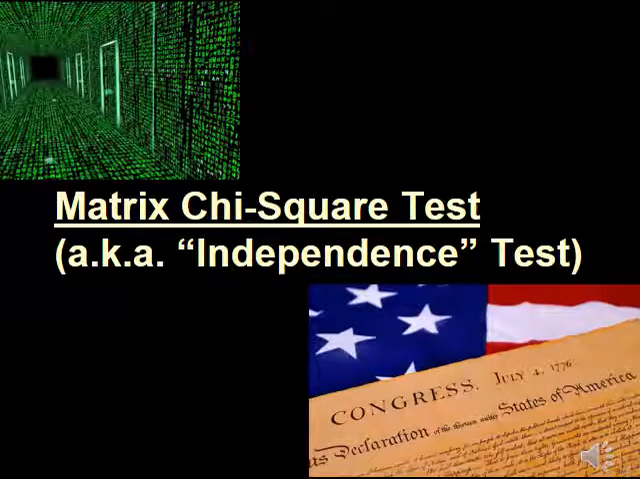And that first one is what's called a matrix chi-square test. At least that's what I call the test. In your book, they refer to it as a test for independence. And on your calculator, it's just called chi-square test. And we're going to figure out how this works and what you do with it.